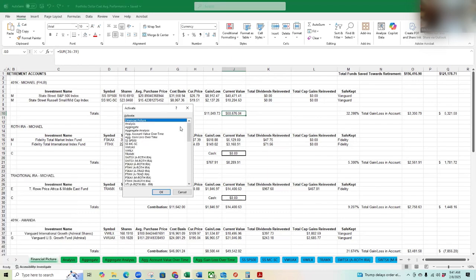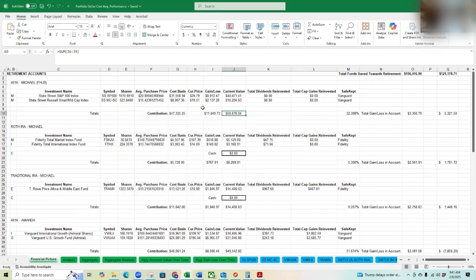These are all the tabs. There are 61 total tabs here. The purpose of this file is basically an overview of my and my wife's retirement.